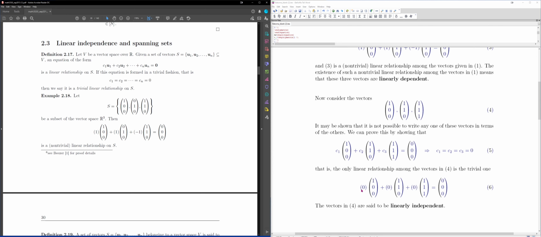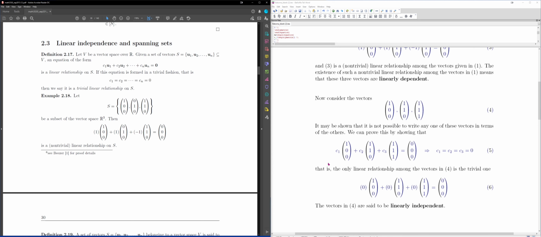If you have a vector here and you multiply by 0, you'll get a 0 vector. This vector here, you multiply by a 0, you get a 0 vector. And likewise here, you get a 0 vector. If you add three 0 vectors, you're going to get a 0 vector. So when you have zeros over here, this equation would always hold.